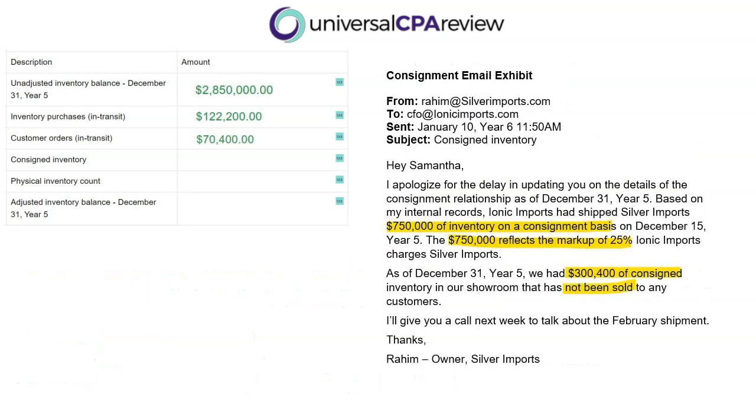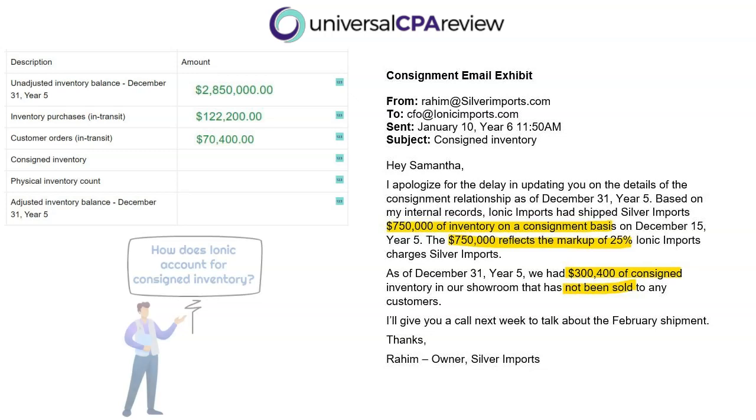So the next row relates to consigned inventory, right? So let's bring up the email from the consignee. And it says that basically they received $750,000 worth of inventory on a consignment basis on December 15th of year 5. Now that amount reflects a 25% markup. So just like the customer orders, we're going to have to remove that markup to figure out the cost of the inventory.